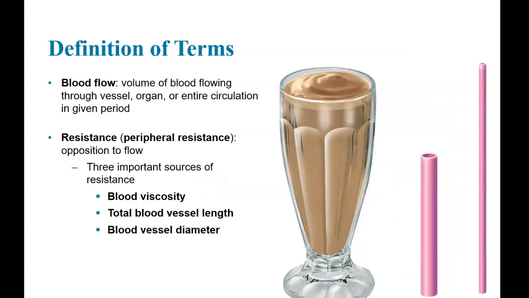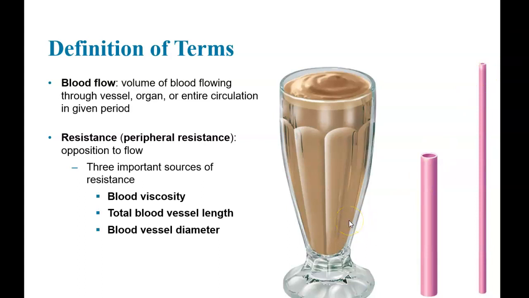Blood flow is the volume of blood that's flowing through vessels, organs, or the circulatory system. And resistance is the opposition to flow. So it's the peripheral resistance to flow, that's the amount of resistance that the inner surface is having on the fluid itself. And the important sources of resistance are blood viscosity, that's the thickness of blood due to the formed elements and the plasma proteins located within the blood.